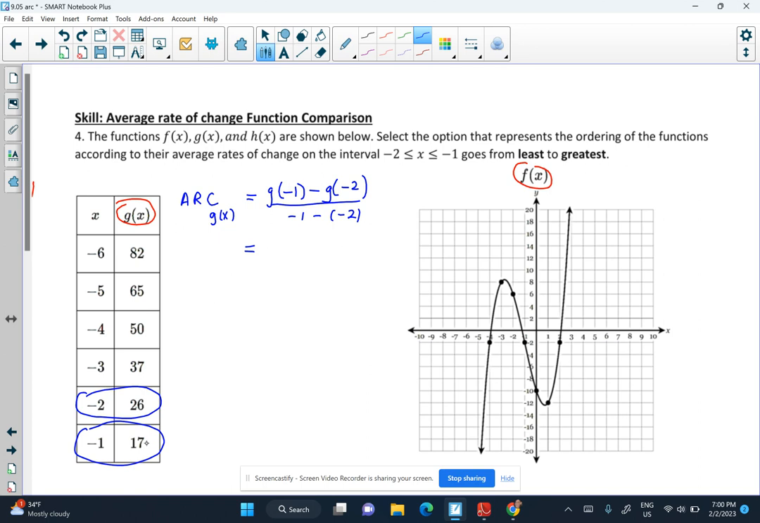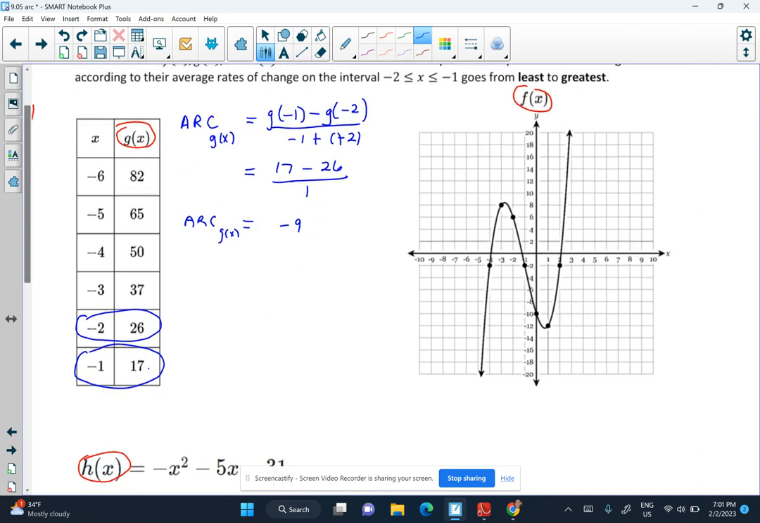So g of negative 1 is 17. G of negative 2 is 26 over negative 1 minus a minus 2 becomes plus, so that's 1. And so that turns out to be negative 9. So that's the average rate of change of g of x. Again, really make sure you notate which average rate of change is which.